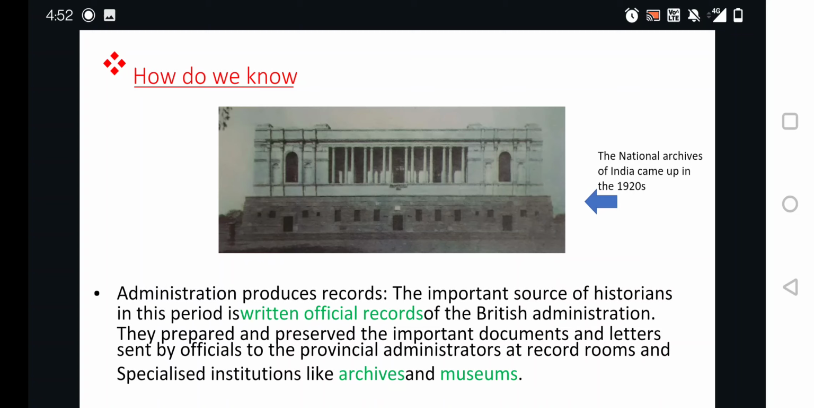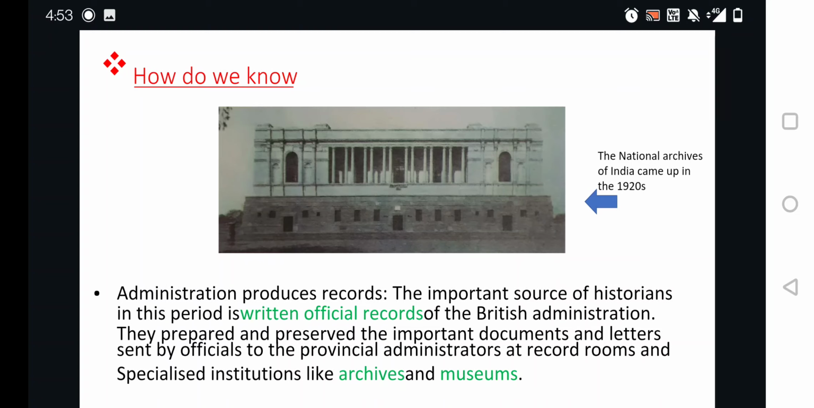Before the Britishers' time period, we were not very conscious about writing. Britishers told us that writing is an important thing. Britishers taught us how to keep the records safe. So they produced administration records. The important sources for historians in this period are written official records, which were maintained by the British administration. They prepared and preserved the important documents, letters sent by the officials. Anybody who was writing a letter to any official, they used to keep it safe.